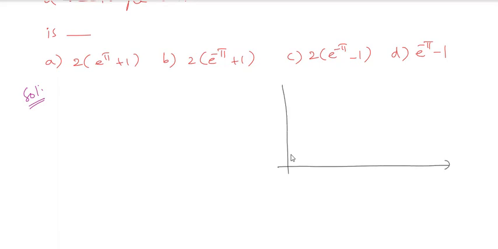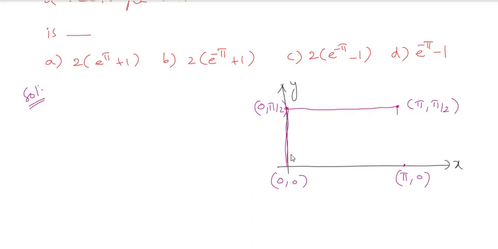So if I sketch the rectangle, this is x, this is y. The rectangle will be: this is 0, 0. The next one will be pi, 0. And the other one will be pi, pi by 2. Then the last one is 0, pi by 2. So this is the rectangle. Based upon that, you will have a rectangle, so try to check it out. Right, so this is a rectangle, and this you are going to calculate. Am I correct or not?